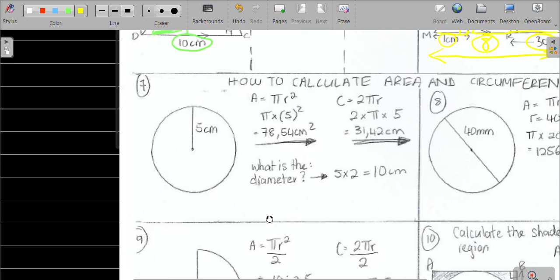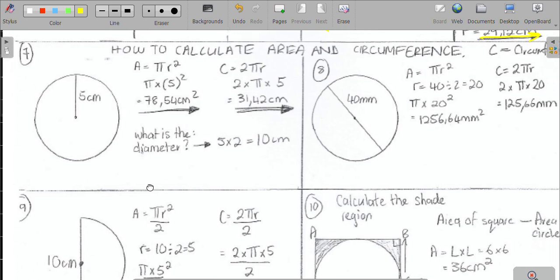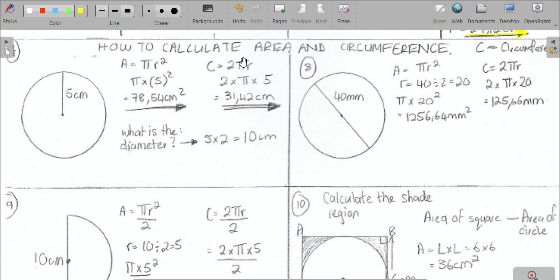Okay, so guys, what we are doing in this video is how to calculate area and circumference this time. Why do we use the word circumference? Because we are dealing with circles. When we talk about the distance around the circle, we talk about circumference and not perimeter.